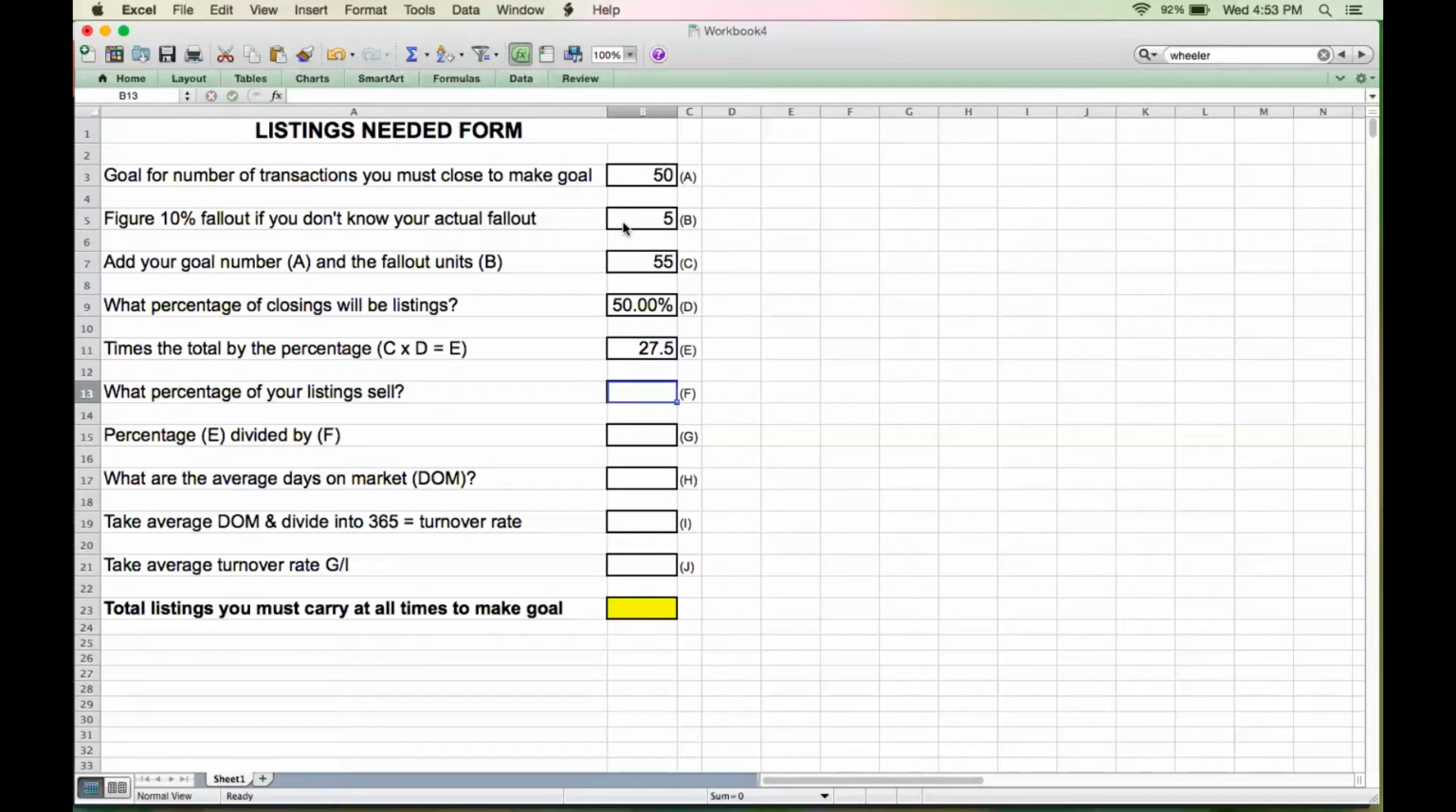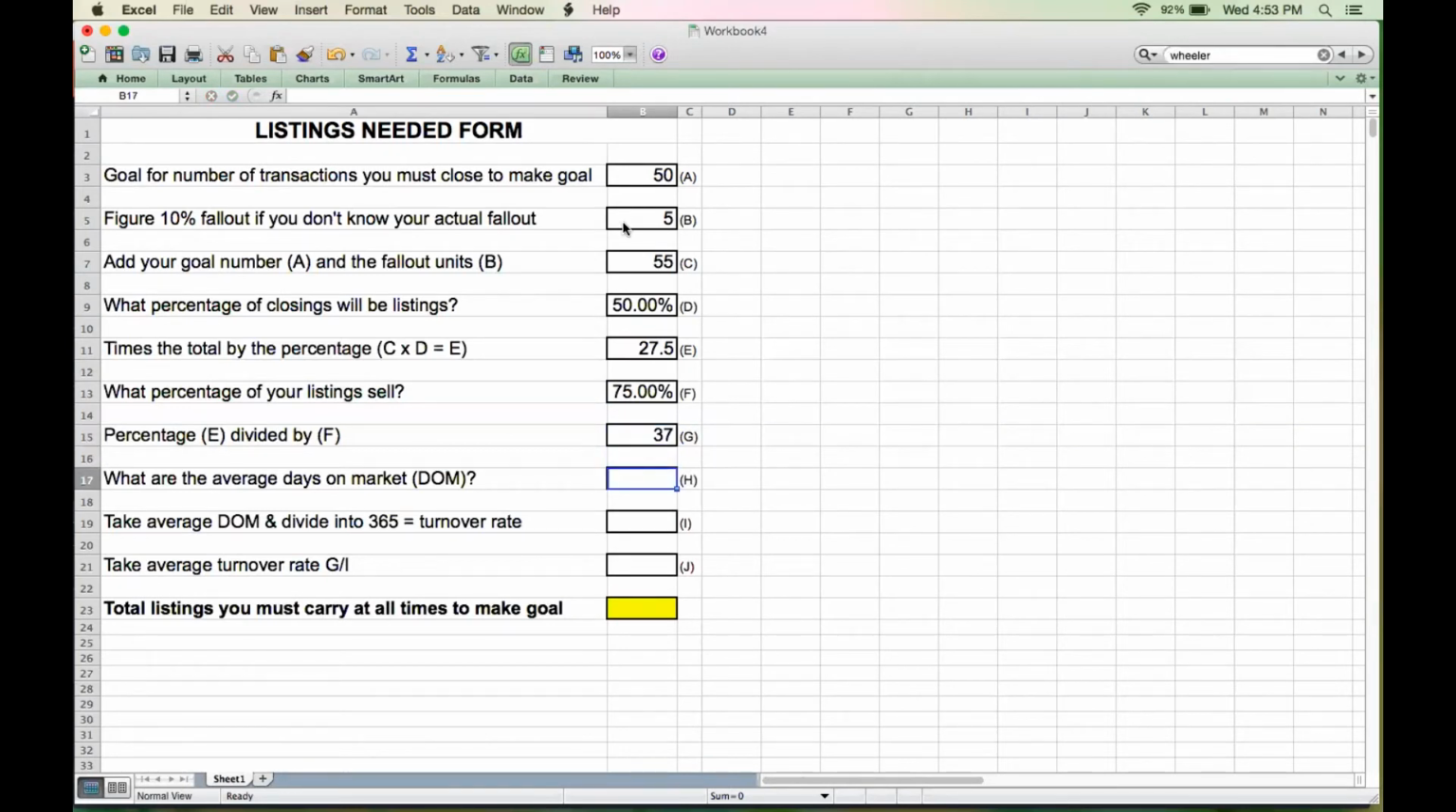Now, again, we're going to factor in a fallout rate. What percentage of your listings will sell? I like to use 75%. And again, if you know what your percentage is, go ahead and add that in there as well. So we're going to divide box E by F. That's 27.5 divided by 75% to give us a number of 37 to go in box G.